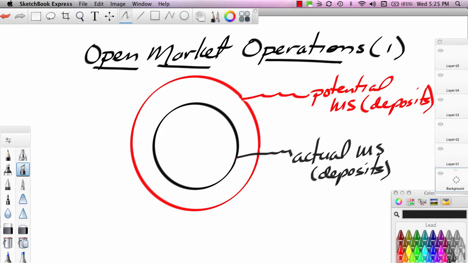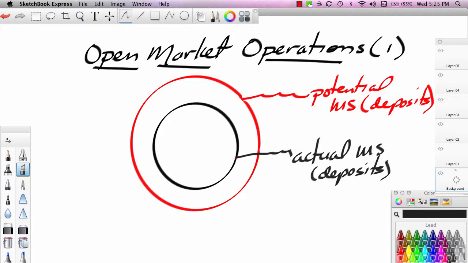Hi, this is Ron Cipcic, and this is the first part in a two-part series on open market operations. In this particular segment, we're going to take a look at how the Federal Reserve System increases the potential money supply by injecting excess reserves into the banking system.